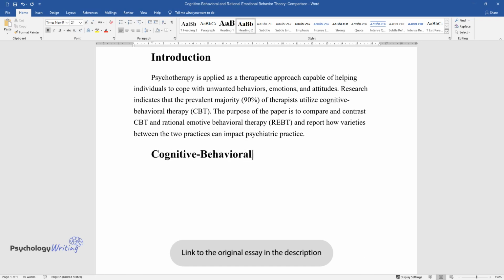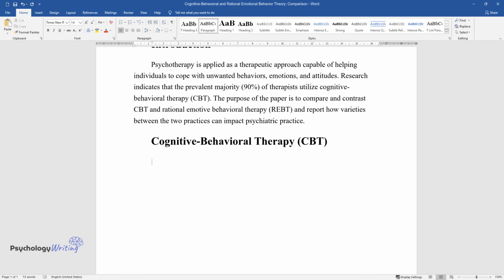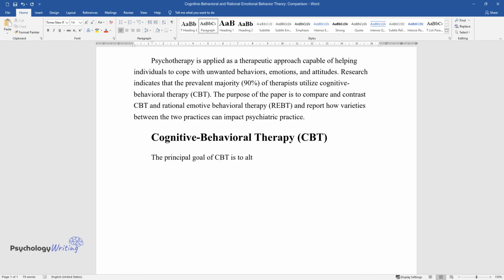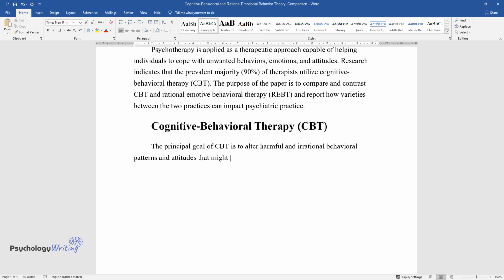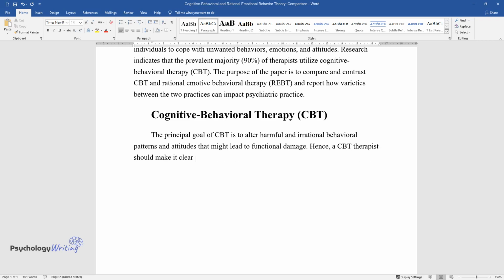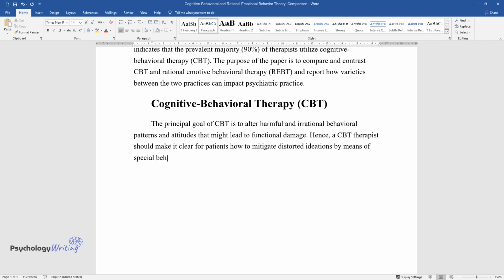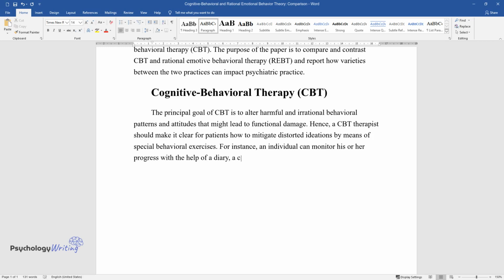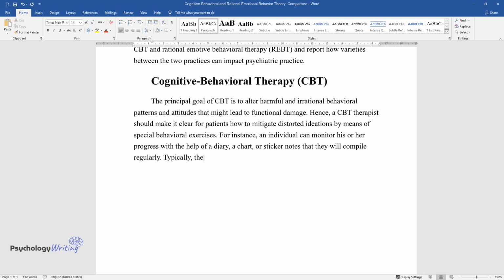Cognitive behavioral therapy, CBT. The principal goal of CBT is to alter harmful and irrational behavioral patterns and attitudes that might lead to functional damage. Hence, a CBT therapist should make it clear for patients how to mitigate distorted ideations by means of special behavioral exercises. For instance, an individual can monitor his or her progress with the help of a diary, a chart, or sticker notes that they will compile regularly. Typically, the course of CBT lasts between 6 weeks and 6 months.